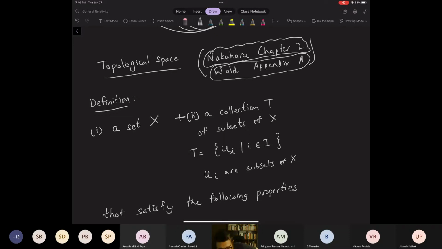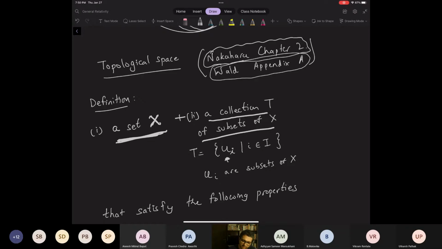Okay, so let's start with the definition of a topological space. What do we mean by a topology? The definition is actually quite simple, but let's try to understand it carefully. First you have a set, that set is X, and you have two ingredients. One is the set, and the second thing is a collection, which we'll call T, of subsets of X. So T is a set of subsets.